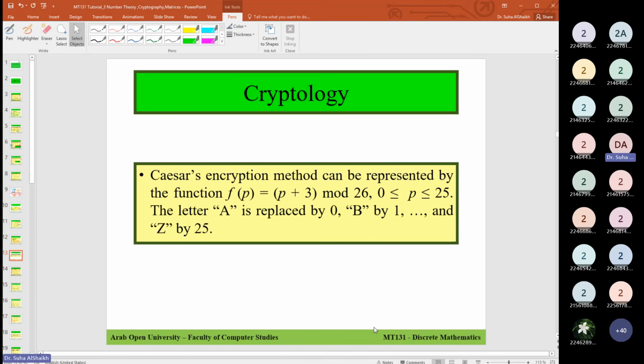Okay. One application of this congruence is the science of cryptology. The science of encrypting and decrypting messages is what we call cryptology, the science of making a secret message. One famous encryption method is Caesar's encryption method. The idea of Caesar's encryption method is moving letters 3 letters forward.